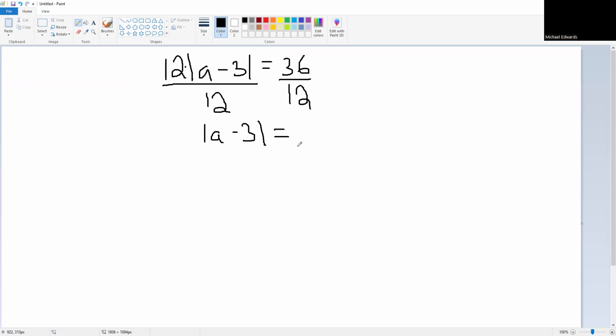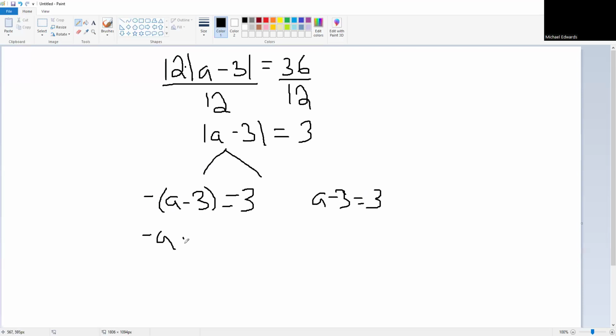equals, sorry, I lost my place. But anyway, that's a 3. So now we can branch this off. So we have a negative a minus 3 equals 3, and a minus 3 equals 3. Let's distribute our negative. Negative a plus 3 equals 3.